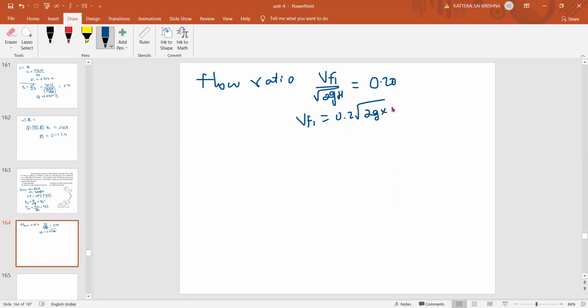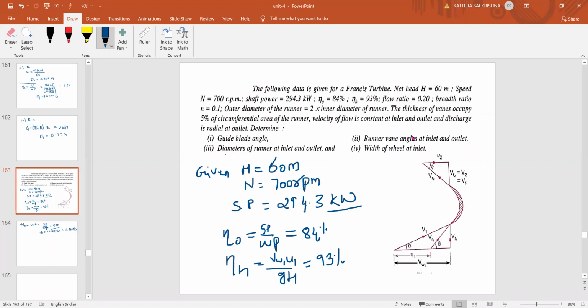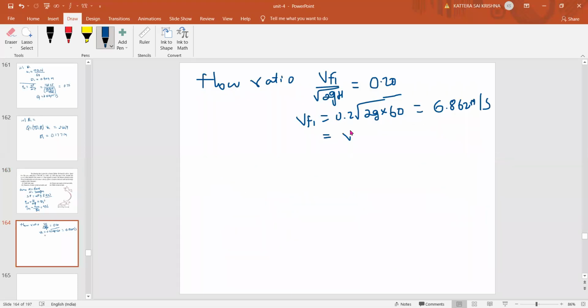2g into 60, he has given H. Right, so this value you can tell, Vf1 equal to 6.862 meter per second. And one more thing he said, velocity of flow is constant at inlet and outlet. So Vf1 is also equal to Vf2. Velocity of flow is constant at inlet and outlet. So Vf1 equal to Vf2 equal to 6.862 meter per second. Right, so flow ratio, what he said is over.